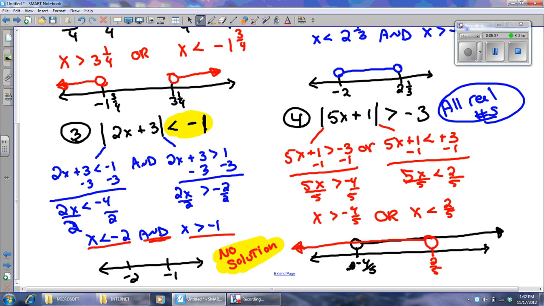Yeah, and again, this is one where I could have told you the answer just by looking here. My distance was going to be greater than negative 3. Distances are never negative. They're always 0 or positive. And since 0 and positives are all greater than negative 3, then all real numbers will fit. Any number I put in for x will get me a true statement out.